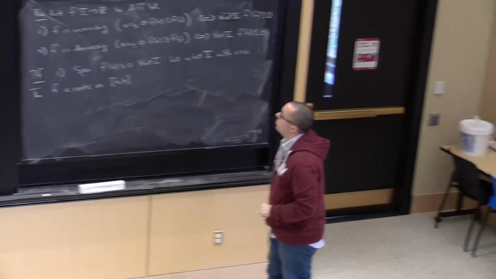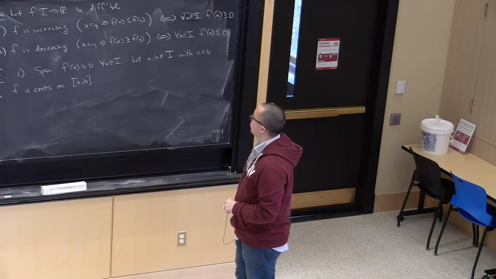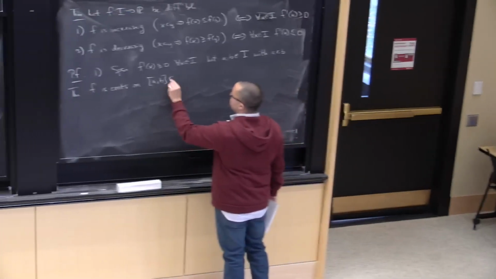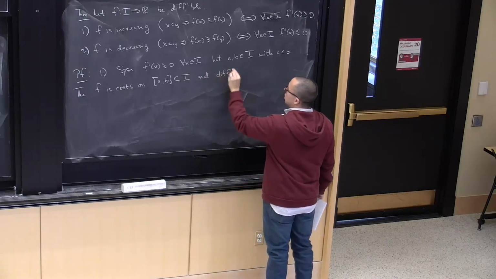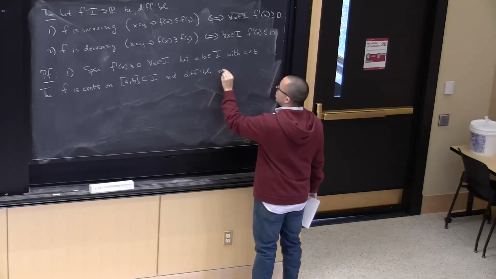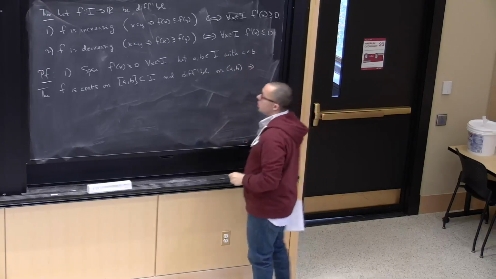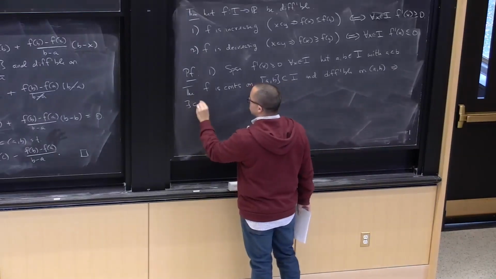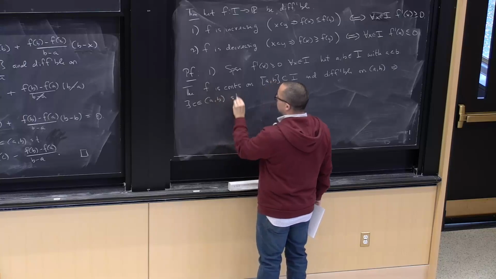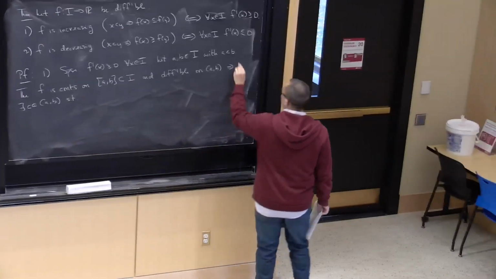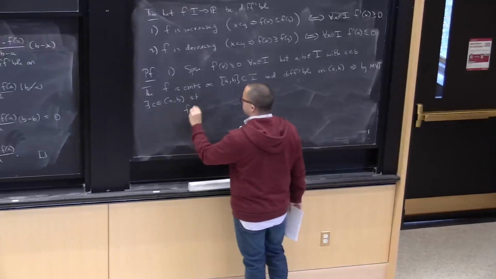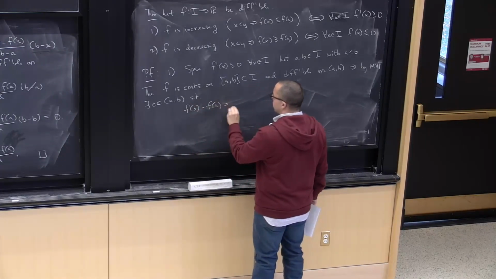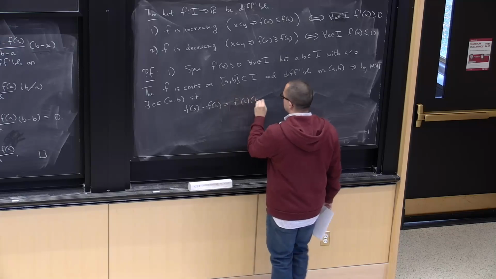Why? Because f is differentiable at every point in I, and therefore it is continuous at every point in I. So in particular on this smaller interval, and differentiable on (a, b), which implies, by the mean value theorem, there exists a c in (a, b) such that f of b minus f of a equals f prime of c times b minus a.